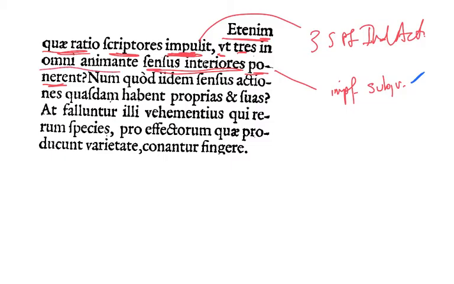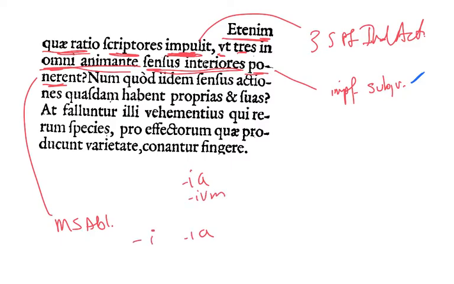in every living creature? Notice that omni here, modifying animante, is going to be masculine, singular, and ablative. All third declension adjectives, like omnis, are i-stem, which means the ablative singular will always be i. The neuter plural in the nominative and accusative is ia, and the genitive is ium. The ablative singular in i. There is one exception, and that is comparatives. Comparative adjectives of the third declension are not i-stem.